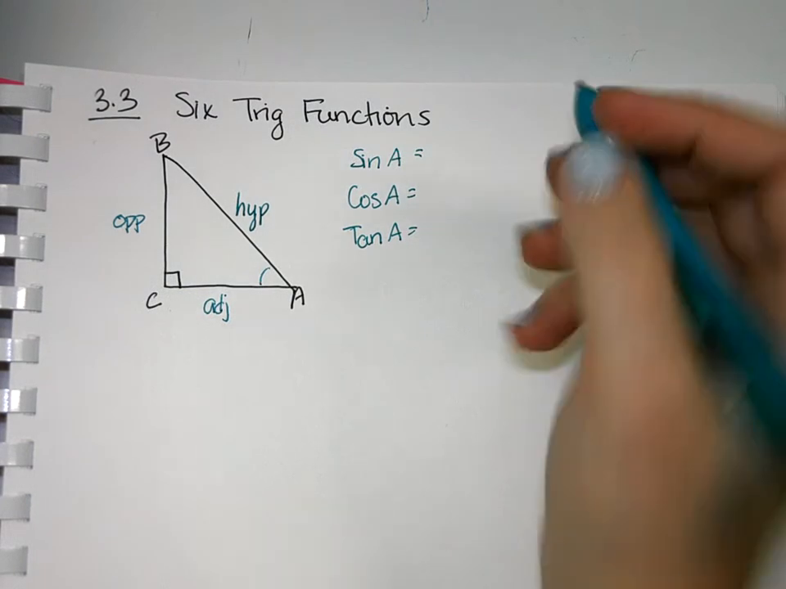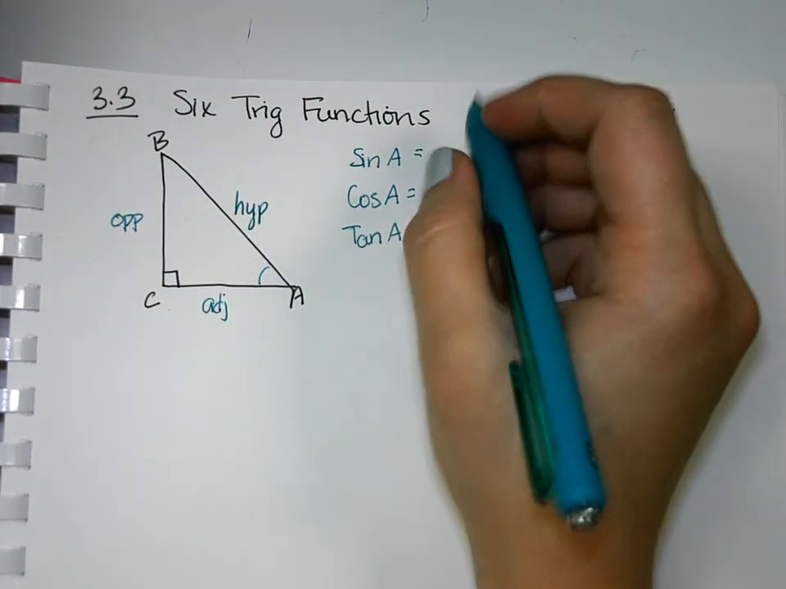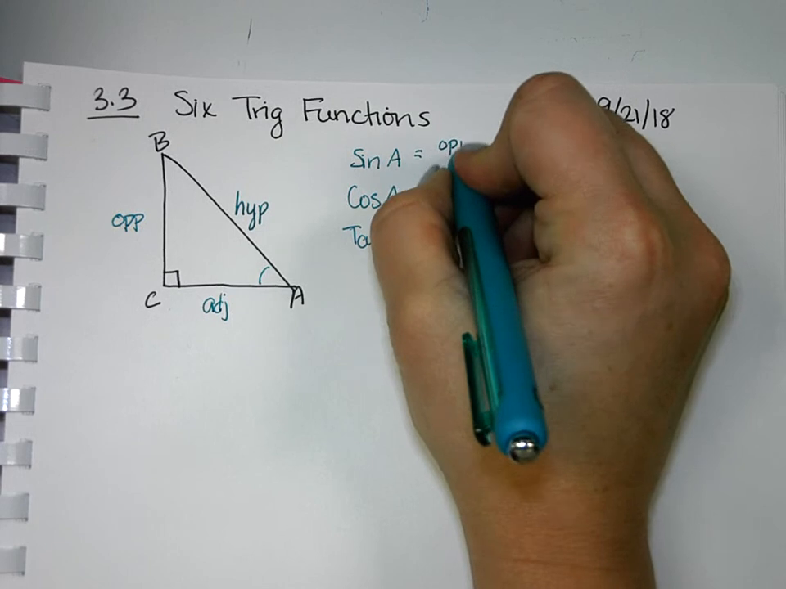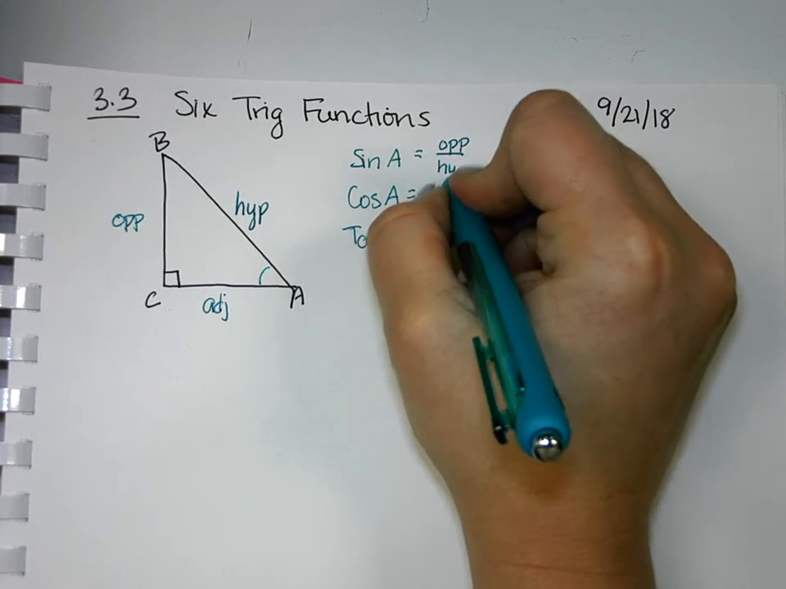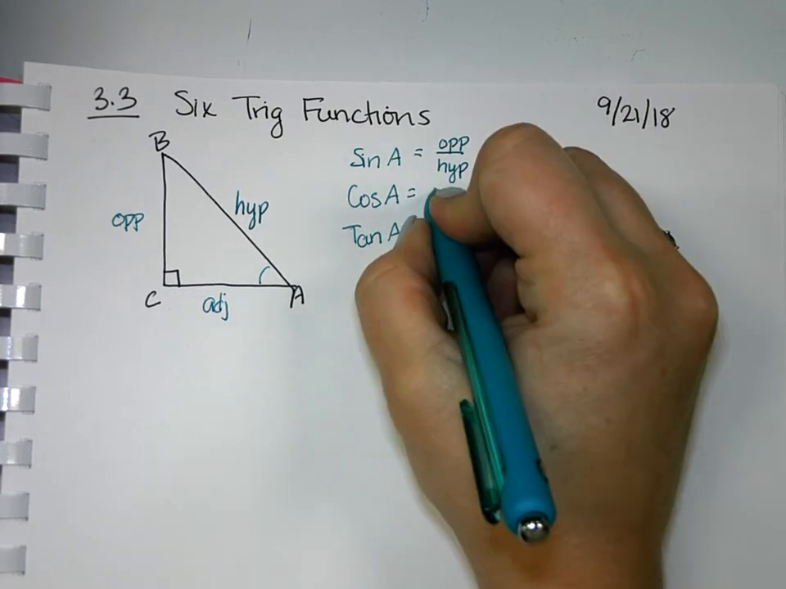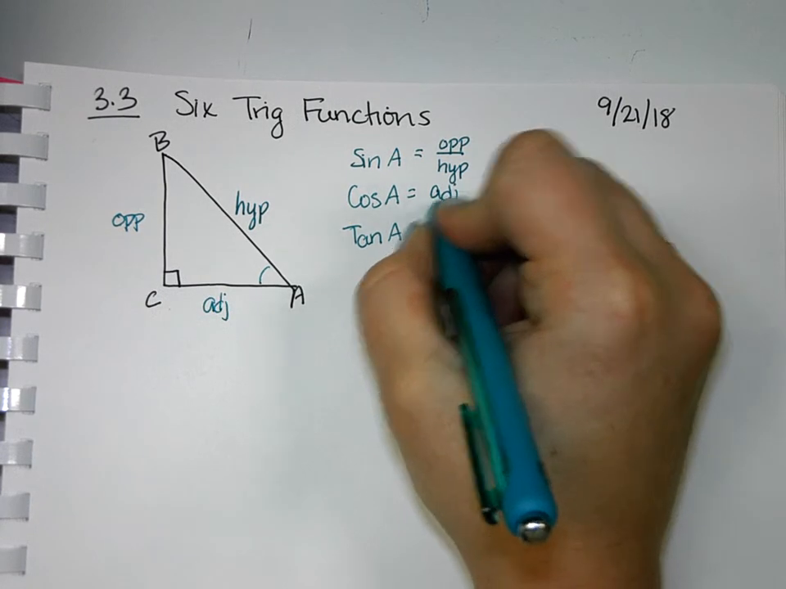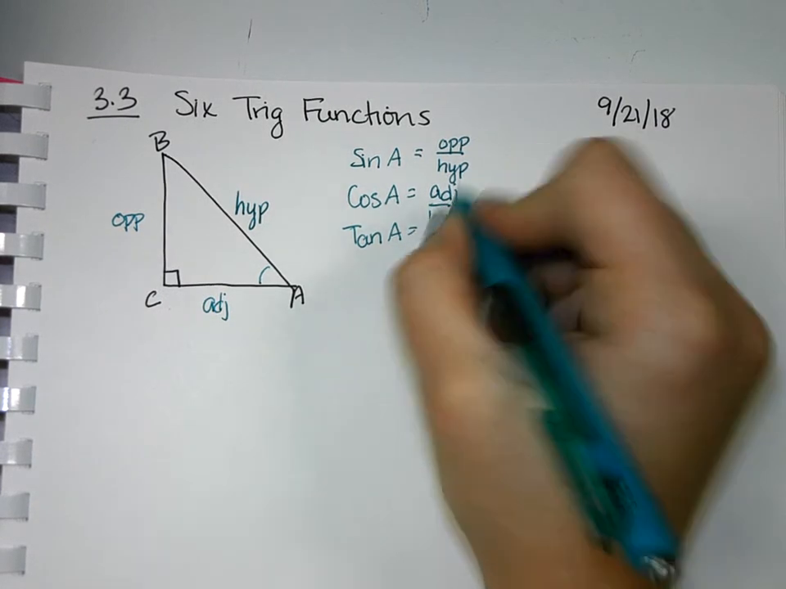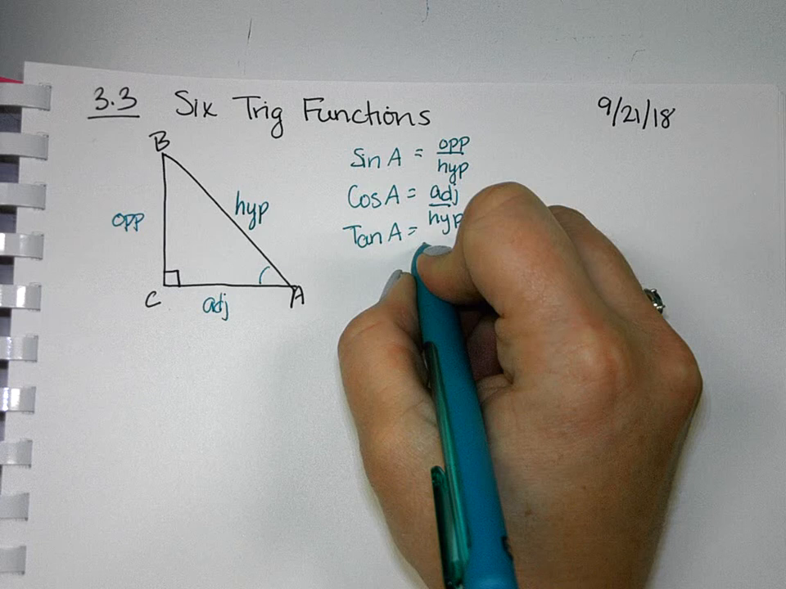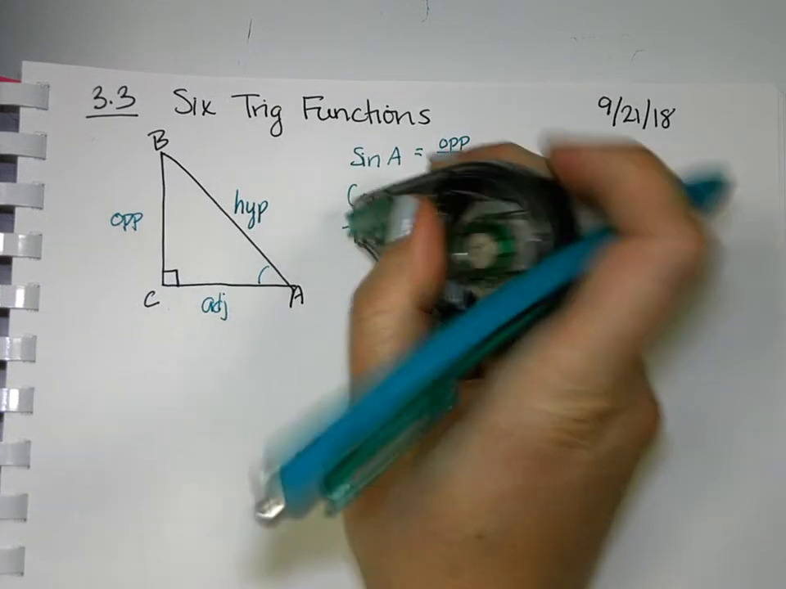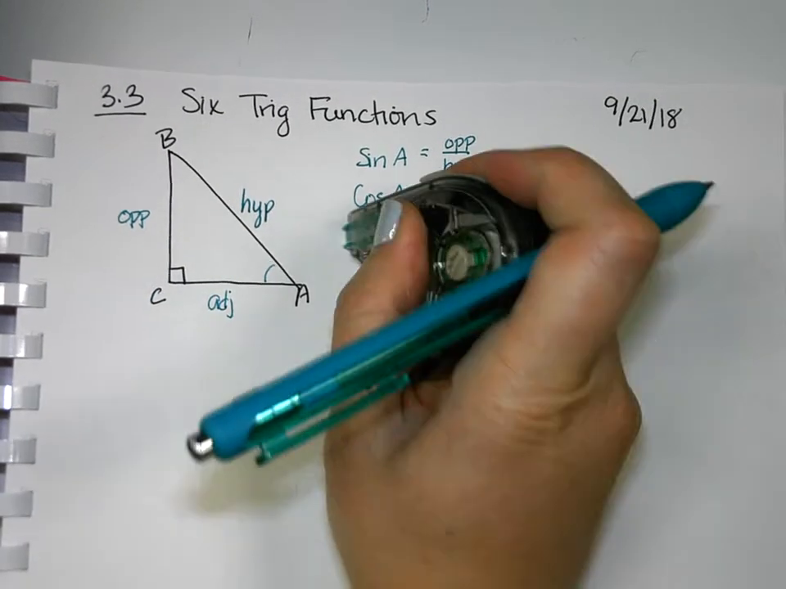A. So when we talk about the sine, we're talking about opposite length over the hypotenuse. For cosine, it's adjacent length over the hypotenuse. And for tangent, I didn't give myself very much room there, we'll have opposite over adjacent length.